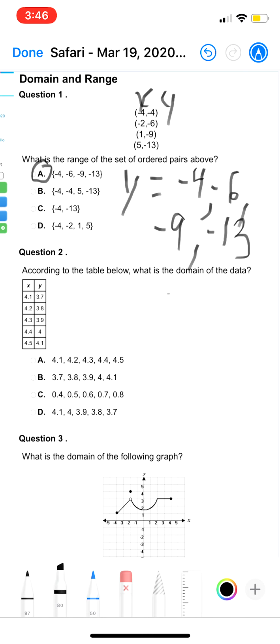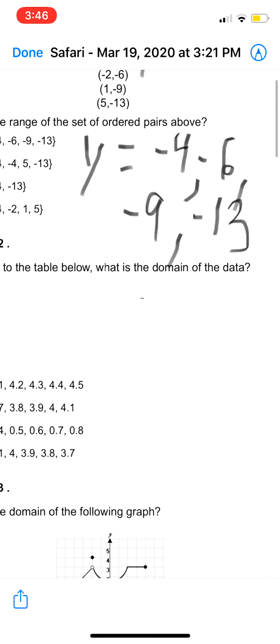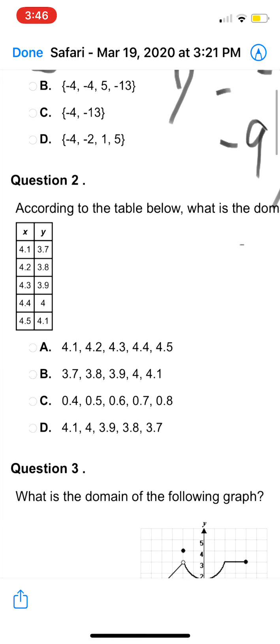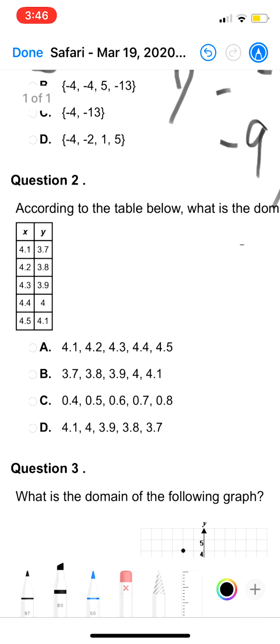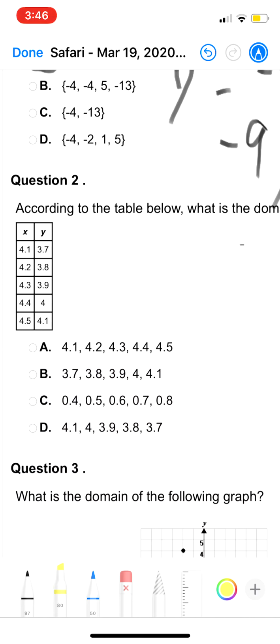Okay. I'm going to zoom in a little bit for question 2. I don't know if you could see it that well. It says, according to the table below, what is the domain? So you're given a graph. Your x values are in your left-hand column, and your y values are in the right-hand column. So all of this, they're your x values. All you have to do is find the choice that represents that.